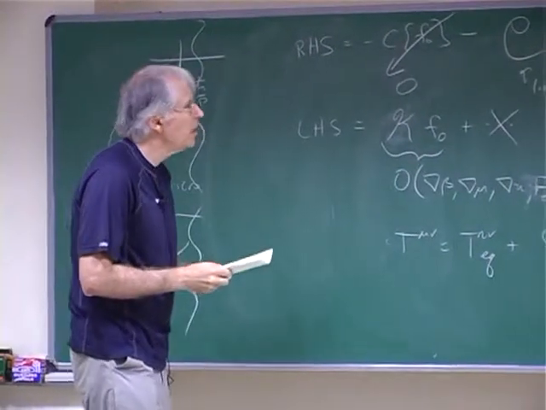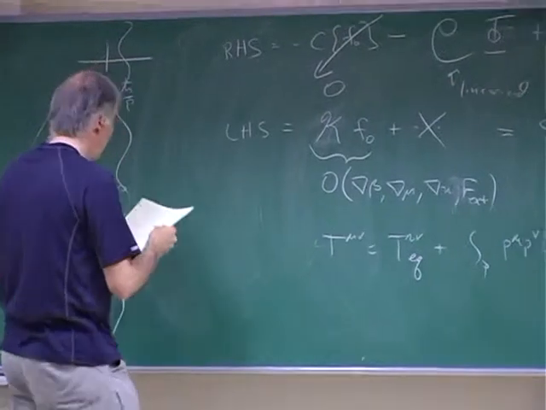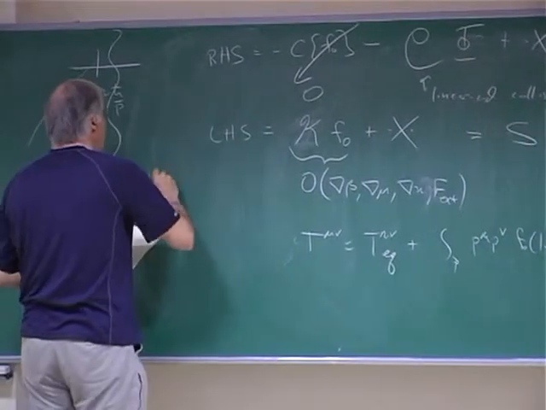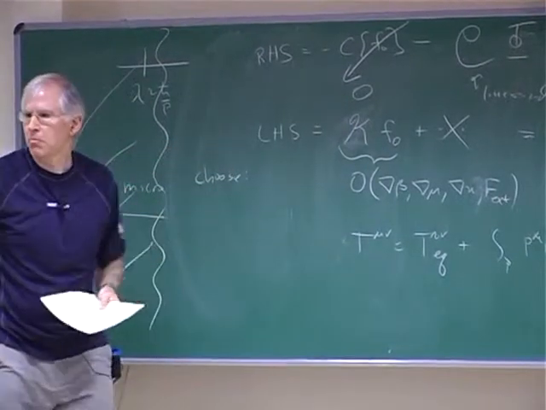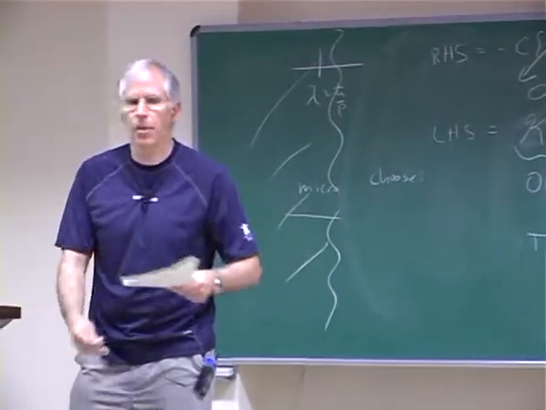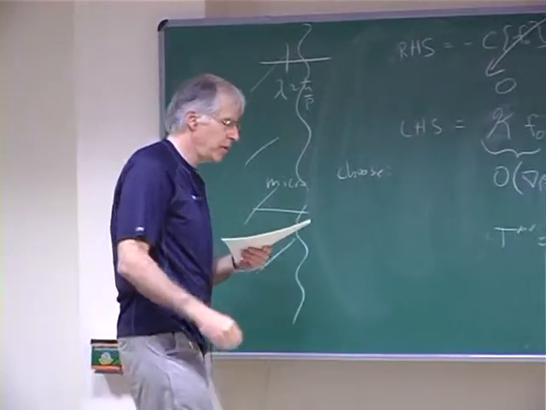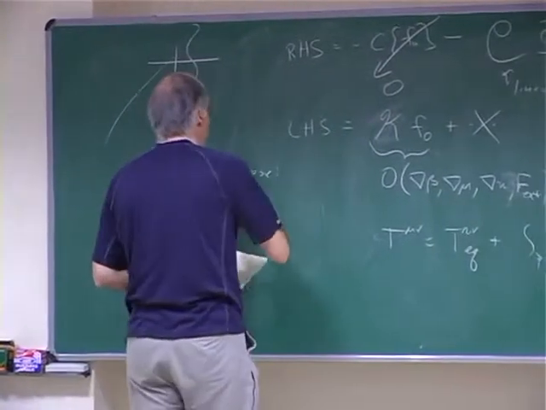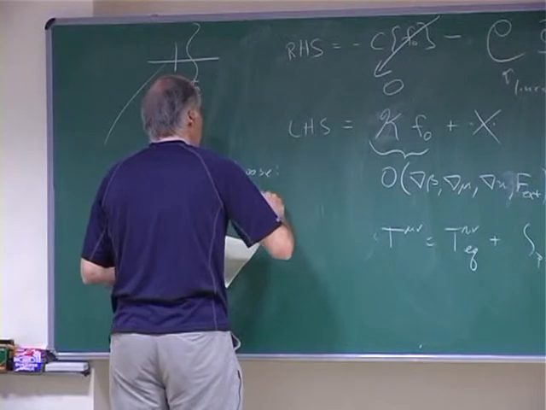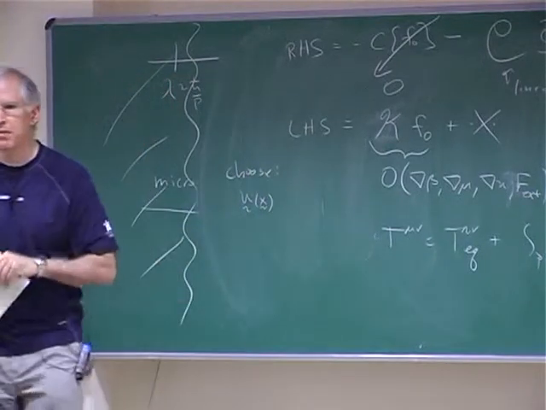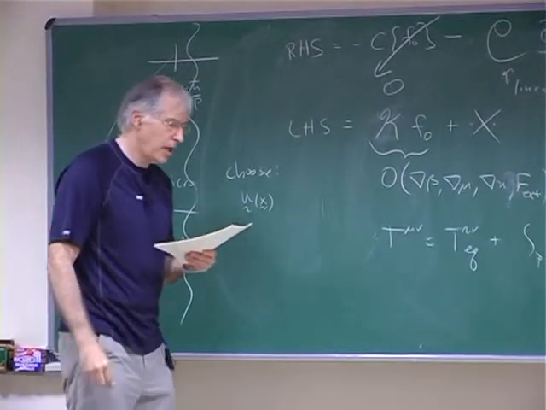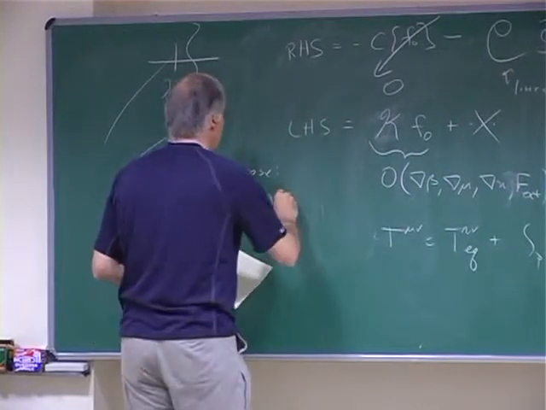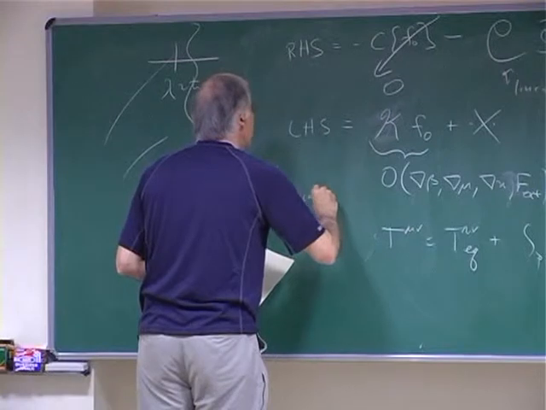So let me not do all cases. I can now use this framework to describe a whole bunch of different problems. Let me just pick one. Let me choose a spatially dependent velocity field so that it actually has a non-zero shear. Let me suppose it describes incompressible flow.